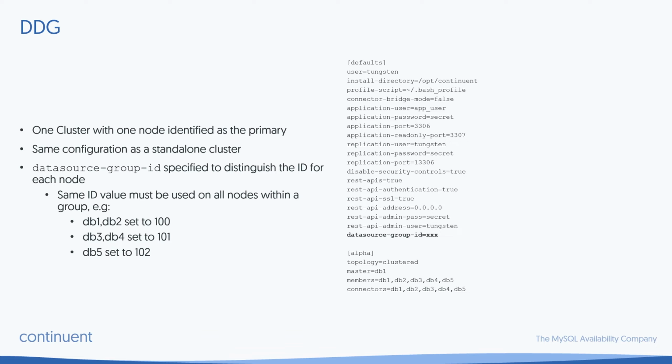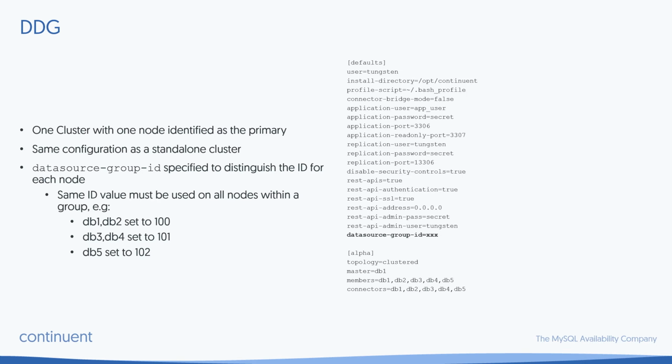This value needs to be set differently on each group, but with all nodes within the same group getting the same ID. So for example, you could group DB1 and DB2 into a group and give the configuration on those hosts a datasource-group-id of 100. For DB3 and DB4, you can set datasource-group-id to 101, and on DB5, set the datasource-group-id to 102. What that will then result in is a 5-node cluster with DB1 and DB2 in one data source group, DB3 and 4 in another data source group, and DB5 in another data source group. And those 3 individual groups could then be distributed across regions, across your data center, or however you choose.